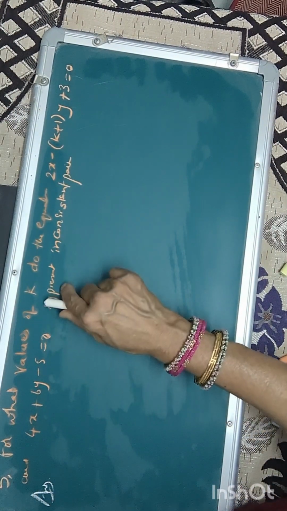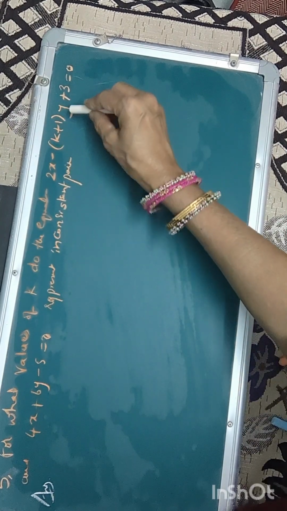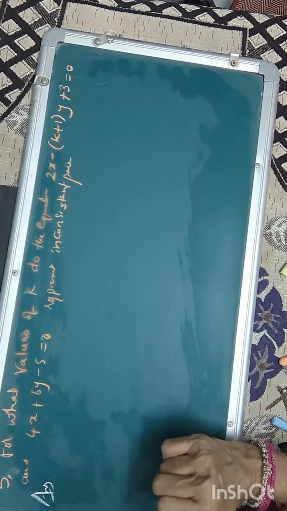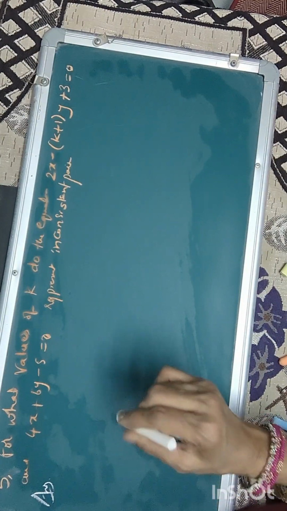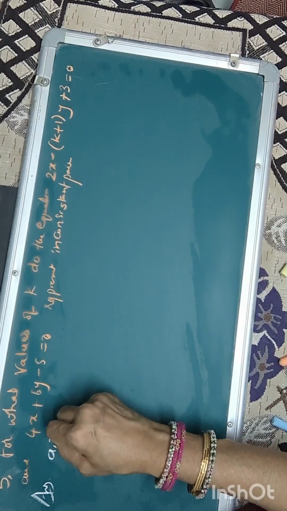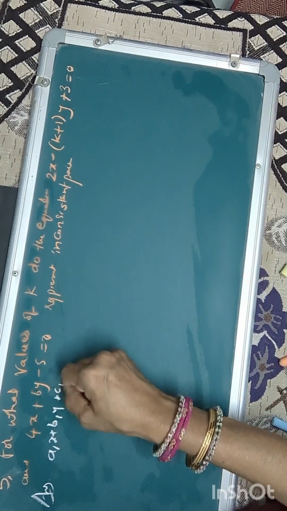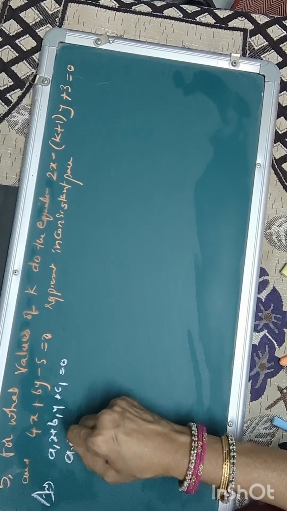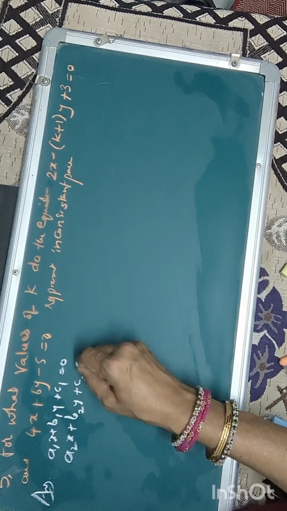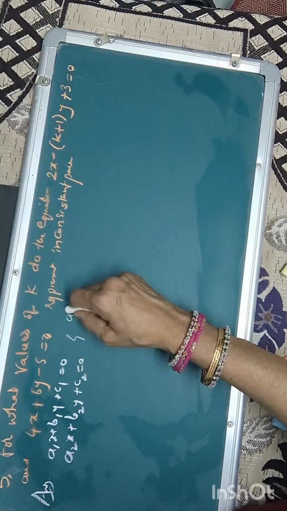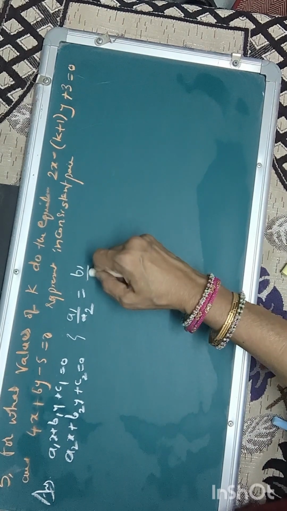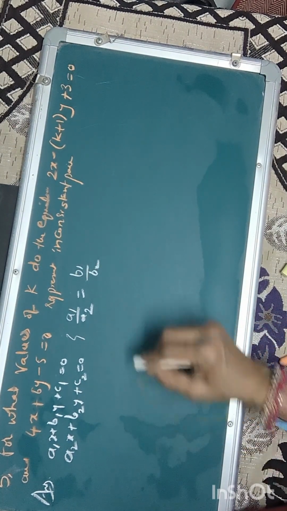So for what values of k do the equations 2x minus (k plus 1) into y plus 3 is equal to 0 and 4x plus 6y minus 5 is equal to 0 represent an inconsistent pair? For an inconsistent pair, a1x plus b1y plus c1 is equal to 0 and a2x plus b2y plus c2 is equal to 0. For inconsistency, a1 by a2 is equal to b1 by b2.